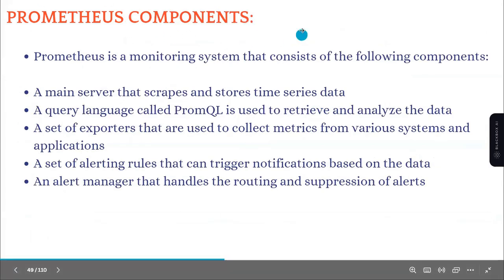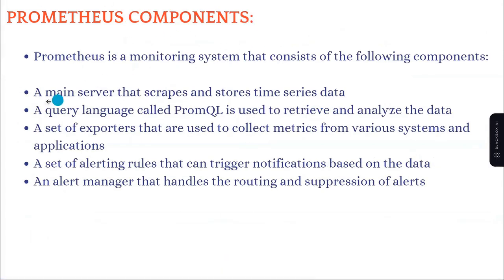Coming to the components of Prometheus. Prometheus has one main server, which is going to store the data. Here we store data as time series, minute to minute, second to second. The Prometheus query language is called PromQL. There is a set of exporters that are used to collect the metrics. Basically, there is a component called node exporter, which brings the data to Prometheus. There is also a set of alerting rules to trigger notifications, and Alert Manager, which handles the routing and separation of alerts.